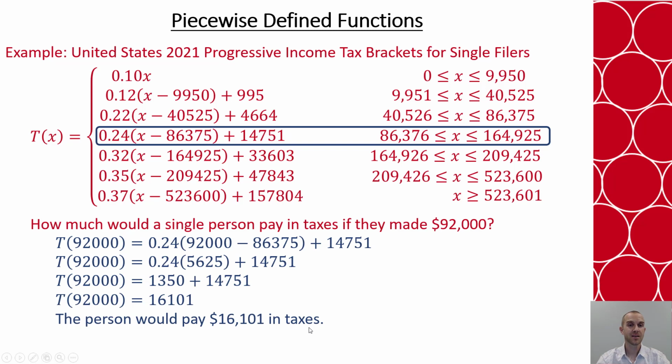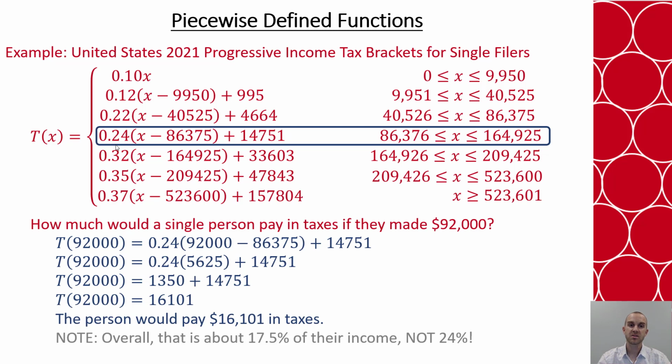$16,101 in taxes. Now, I'm going to say this because this is important to understand in context of this problem. They did not pay 24% on all of their taxes. They paid about 17.5%. Again, that's the progressive tax. They paid 10% on a little bit, 12% on a little bit, 22% on a little bit, and 24% on a little bit. So it breaks it up, and they only paid that 24% on a very small portion.